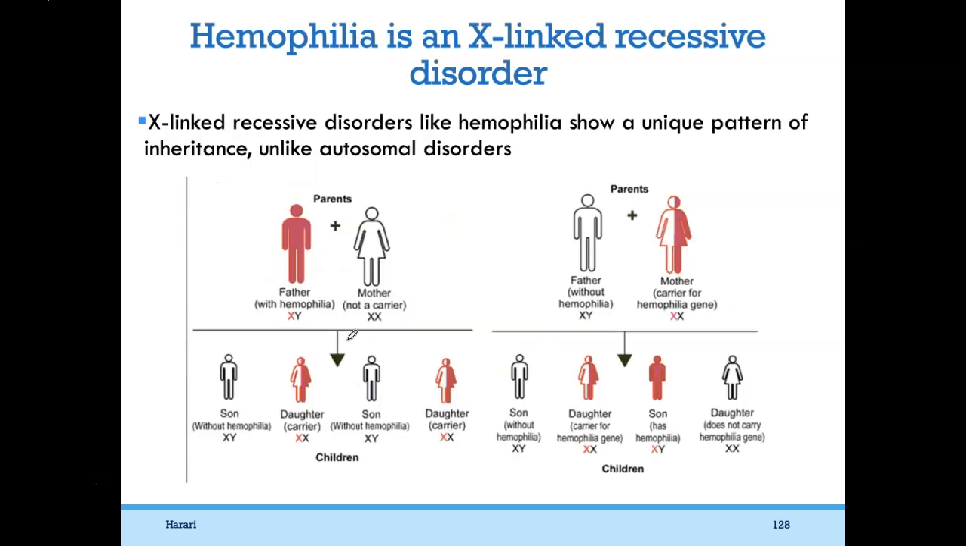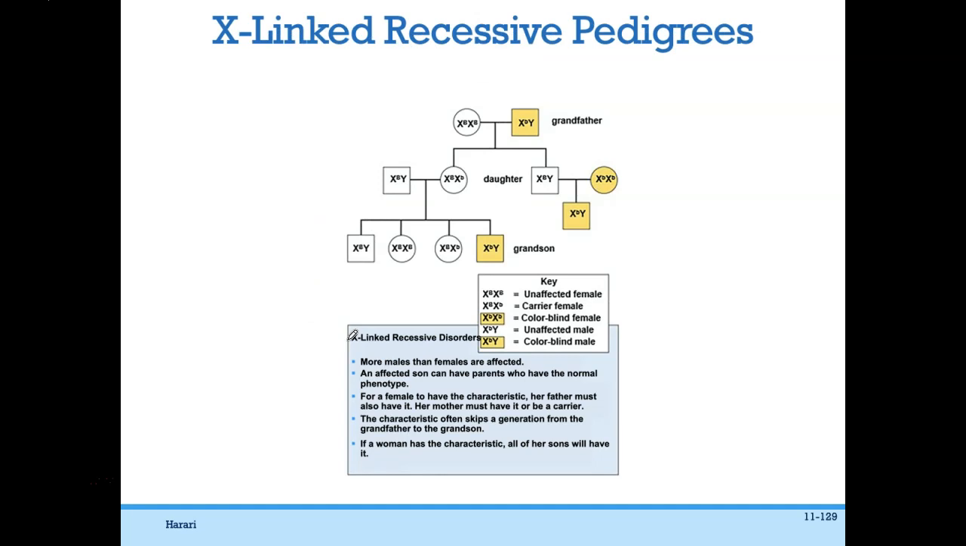So like I mentioned before, hemophilia is an X-linked recessive disorder that shows us different patterns of inheritance. So if you looked at a pedigree of hemophilia, you would see something very different. You would see more males than females are affected. It's possible that an affected son has 2 normal parents, right? In order for a female to have the disease, the father must have it, right? And it usually skips a generation from the grandfather to the grandson.